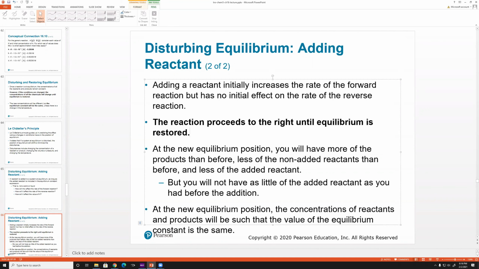Keep in mind, the new equilibrium position is there, but the concentrations of reactants and products will be different because there's more stuff. The value of the equilibrium constant will stay the same. In all of these changes, it does not change the equilibrium constant. Keep that in mind. It just changes the concentrations of the reactants or the products at equilibrium.